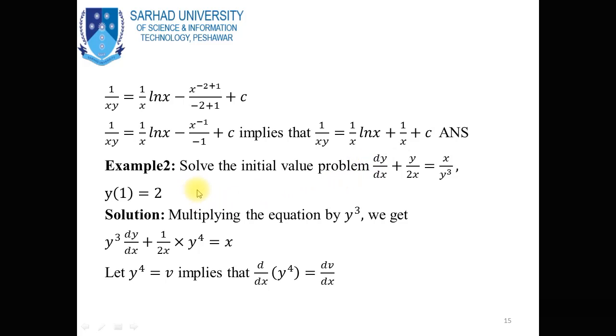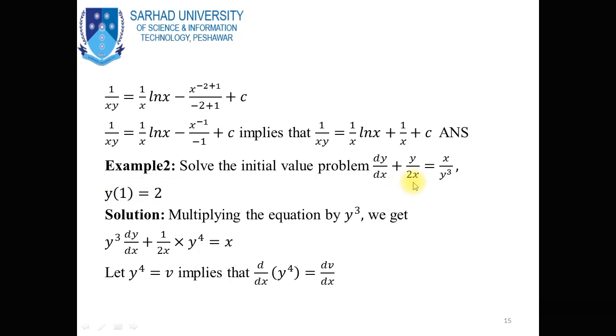Now let's move to another example to solve this initial value problem. dy by dx plus y by 2x is equal to xy by 3, and with this equation this is the given condition: at x is equal to 1, the value of y is 2. We will use this value at the end in the solution. The general solution has an arbitrary constant c, so to find the value of c, we will use this condition at the end when we obtain the solution of this differential equation.